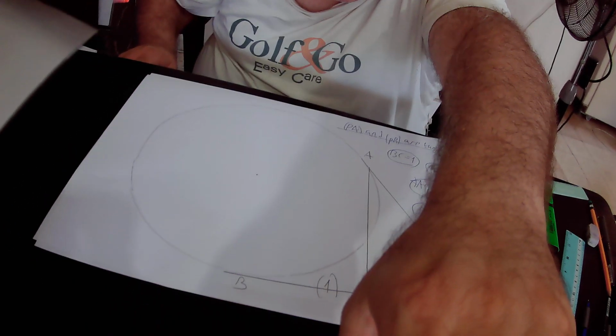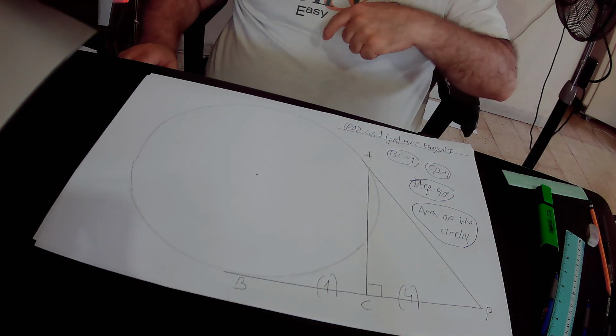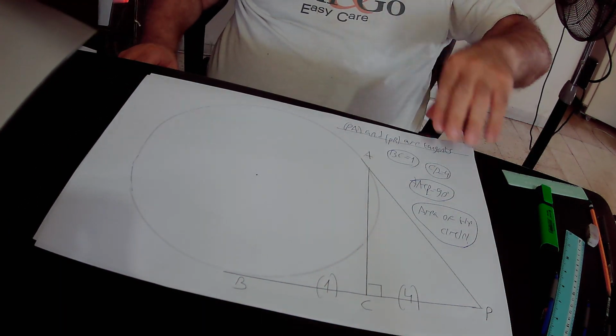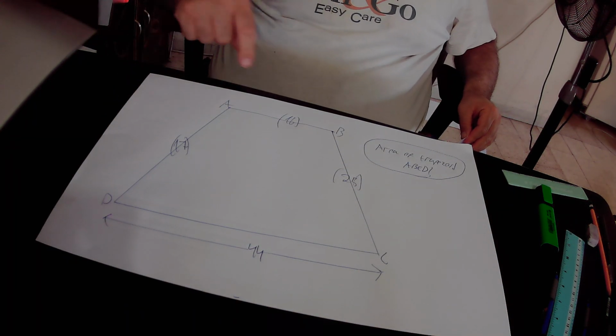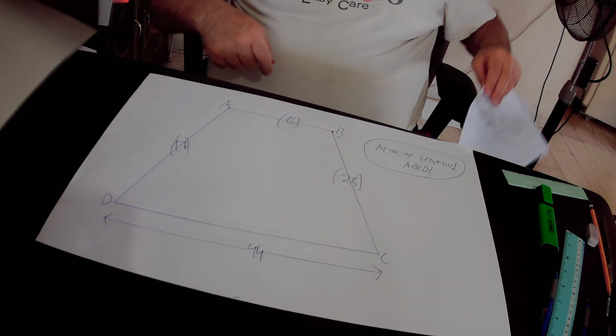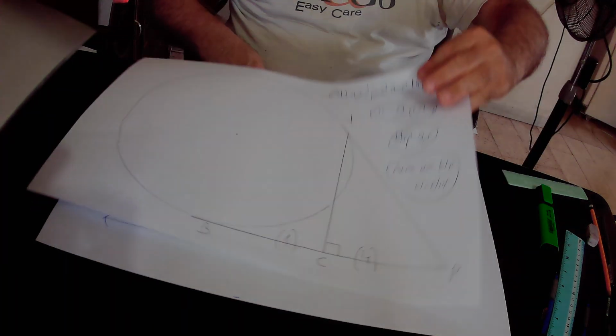And now in this lecture we'll answer two questions. In the first question we find out the area of this circle, and in the second question we'll find out the area of trapezoid ABCD. So we'll start with the first question.